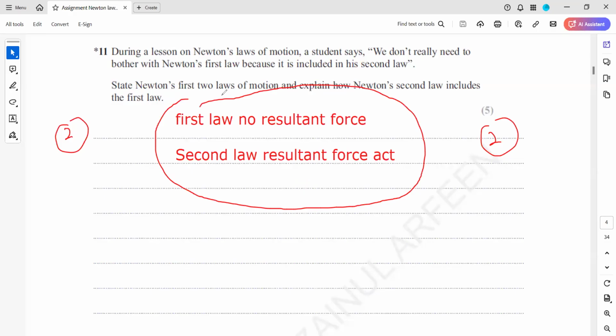So according to the first law, there should be no resultant force, and according to the second law, there should be a resultant force. According to the first law, the resultant force is 0. According to the second law, there must be a resultant force. Is it clear now?